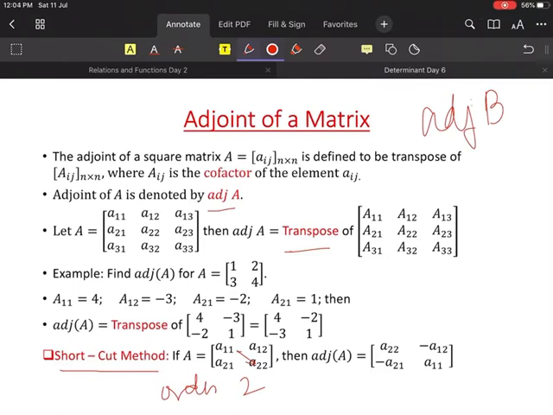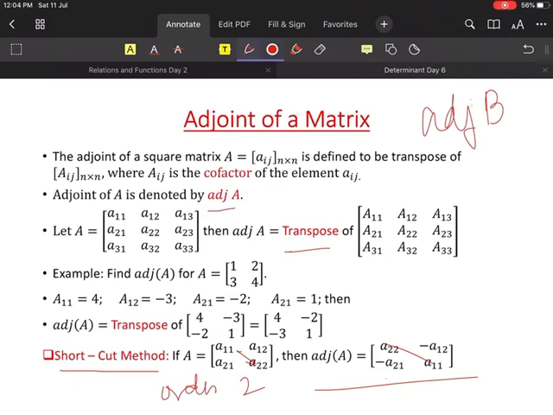A11, A22. Write A22 here, A11 in here, and change the sign of these two: minus A12, minus A21. This gives your adjoint. Am I clear? This is a shortcut. So I will shift the position of these two, and I will change the sign of these two. Am I clear?